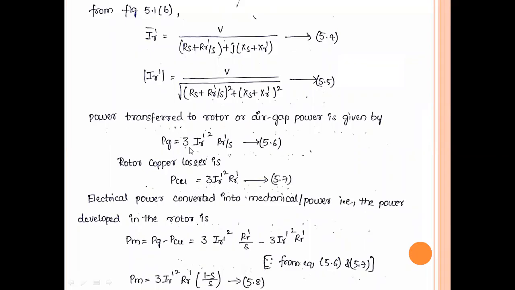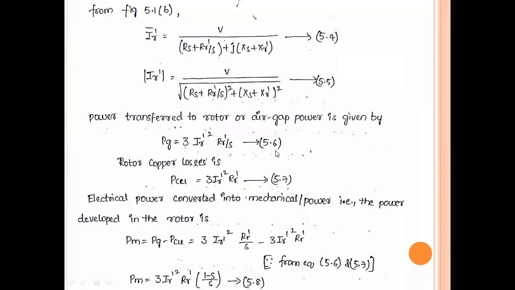Simply PG is equal to 3 into IR dash square into RR dash by S. Because these parameters are stator referred parameters, we know power is the I square R formula. With the same formula, since this is a three-phase circuit, the power transferred from the stator to rotor can be written as PG is equal to 3 into IR dash square into RR dash by S. And this is named as equation 5.6.